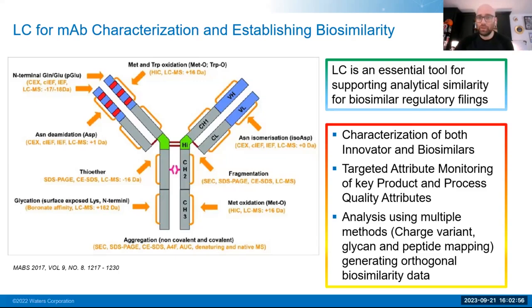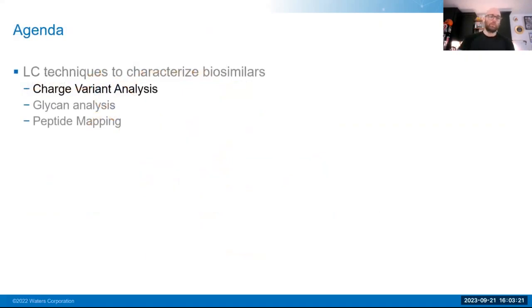to the originator. A few different techniques, again, that are required to be leveraged to actually characterize these critical quality attributes, again, include charge variant analysis, glycans, and peptide mapping, all which provide their own individual types of data that can be leveraged to show, again, the biosimilarity between this product and the originator. So we're going to start with charge variant analysis.